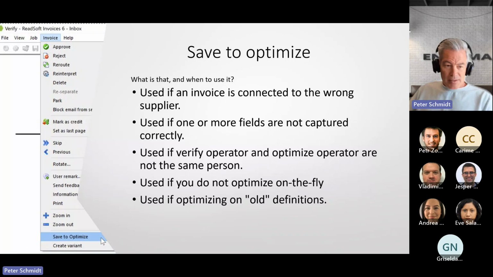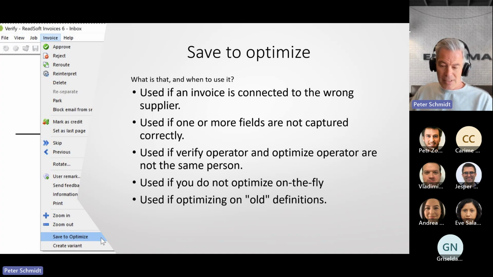Then we have save to optimize. Save to optimize is probably the most important feature, of course, beside approving invoices. Save to optimize is a feature that you use if you discover that an invoice, for instance, is connected to the wrong supplier, meaning that whenever you open up an invoice, on the front page it says maybe it's from EMEA, but when you open it up, you can see it's from Maersk Line. That's an incorrect connected supplier.